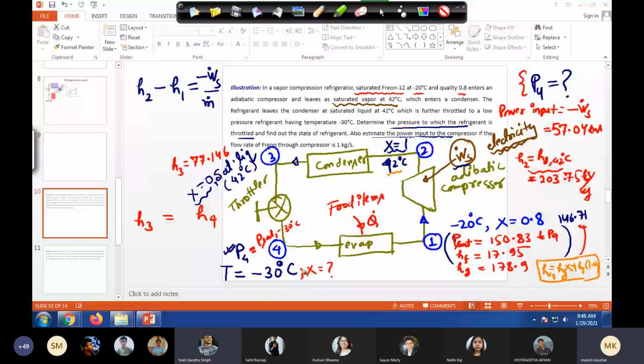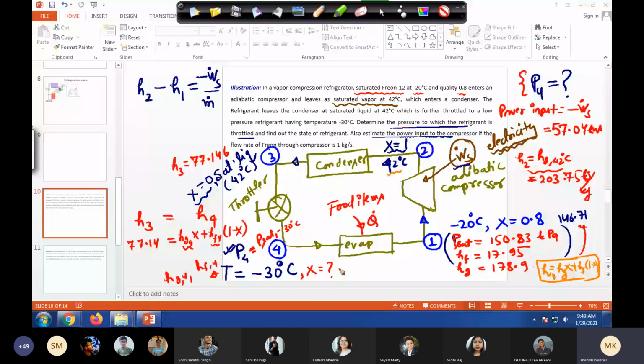So we know H3, right? And H4, let's say at state 4, from the Freon table we can calculate Hg4 and Hf4, at minus 30 degrees Celsius. So H4 equals Hg4 times x plus Hf4 times (1 minus x), where x is the unknown. Hg4 and Hf4 are known. So if you calculate, this x comes out to be 0.4124. You can give a check.